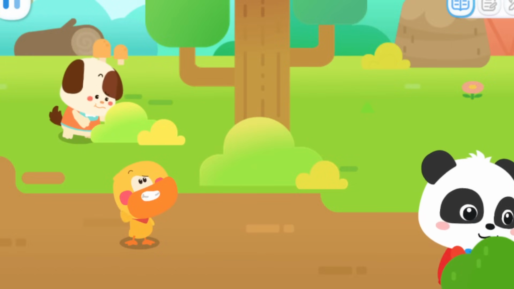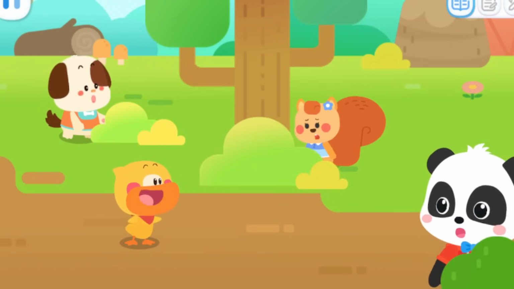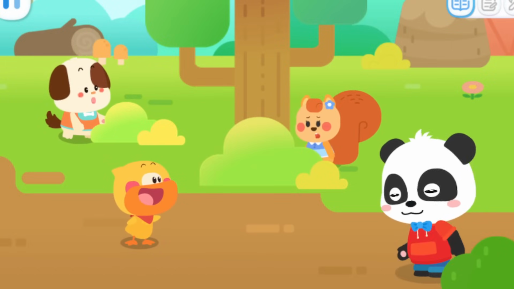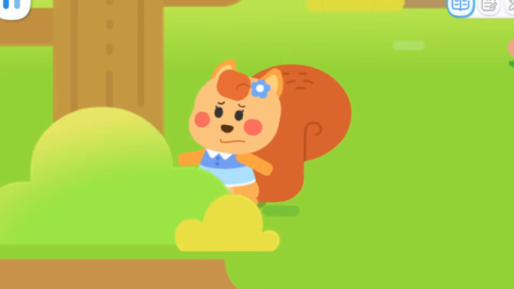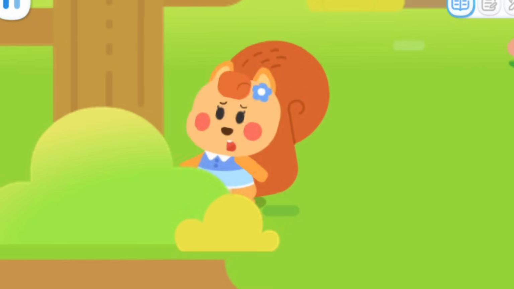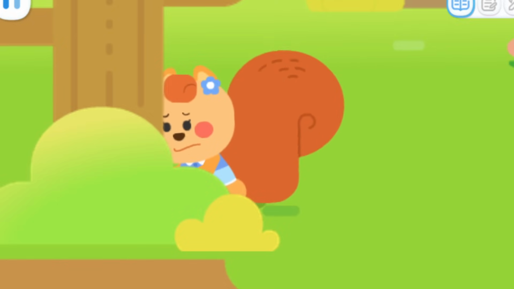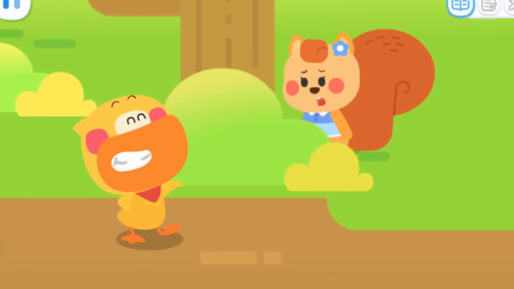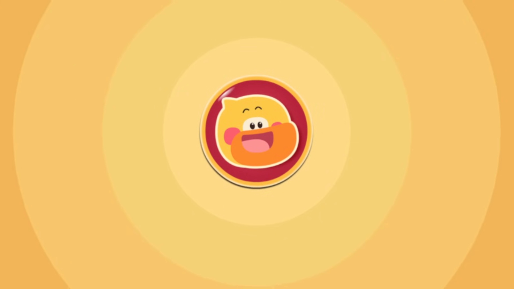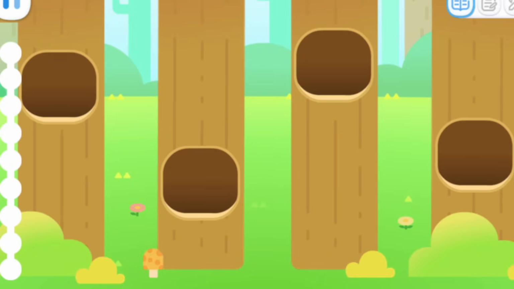Huh? What's that sound? It's a squirrel! What's wrong with you? 2 squirrels took my acorns. Can you help me get them back? No problem. Help the squirrel get the acorns back.